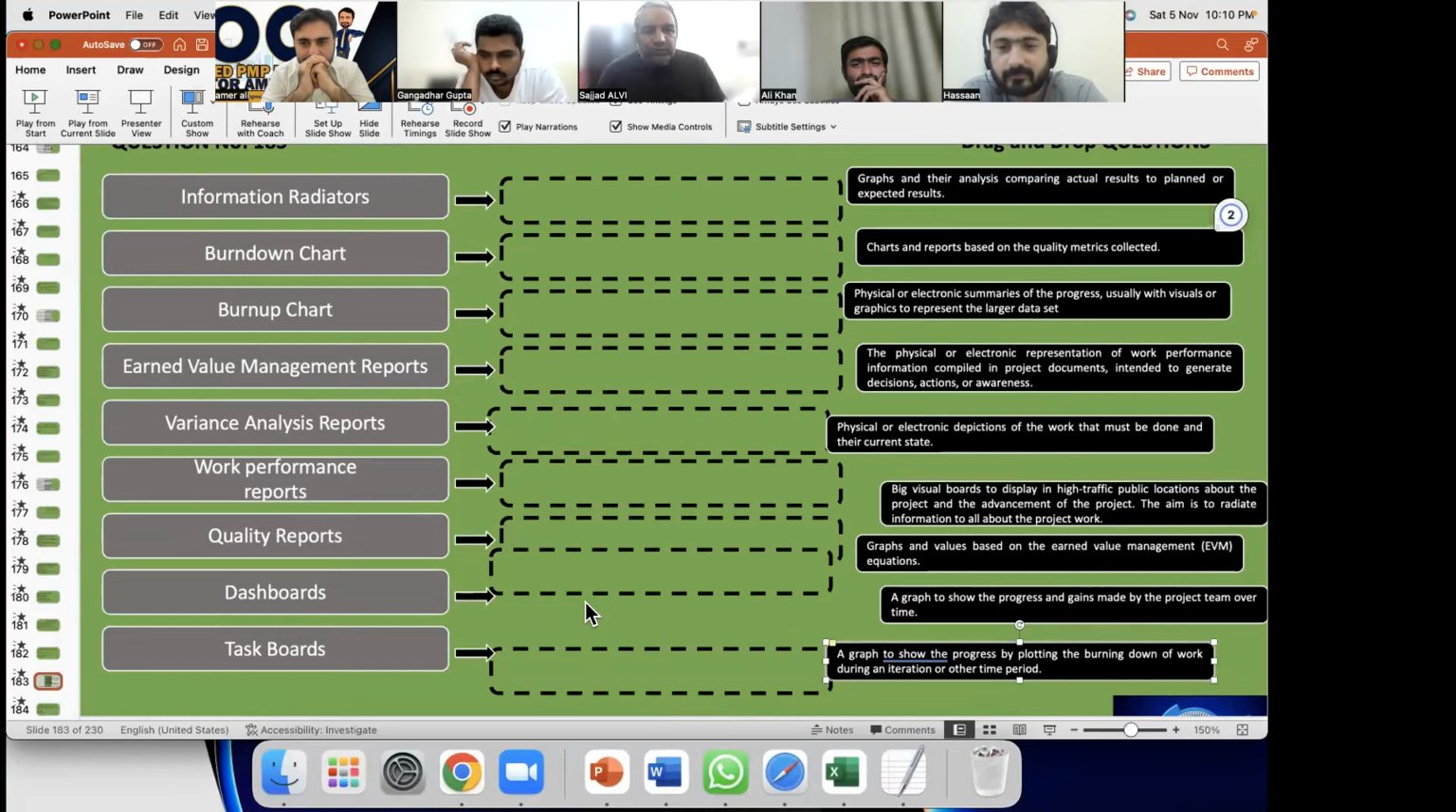Okay, sir. Information radiators. Graphs and analysis comparing actual results to planned or expected results. Charts and reports based on the quality metrics. Now a little bit more difficult; the answers are not in front. So, totally not change. Physical and electronic summaries of the progress, usually with visuals and graphics to represent the largest data sets.